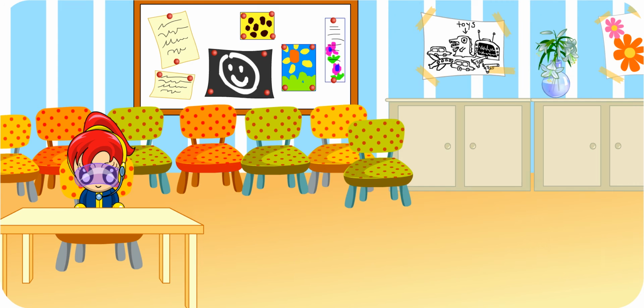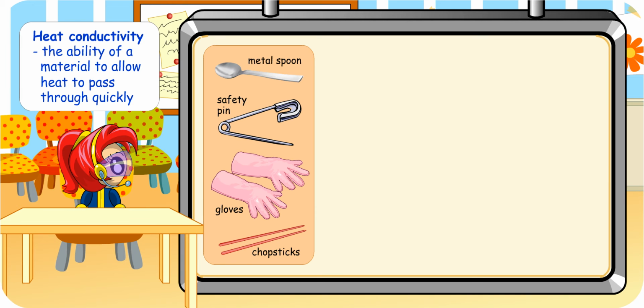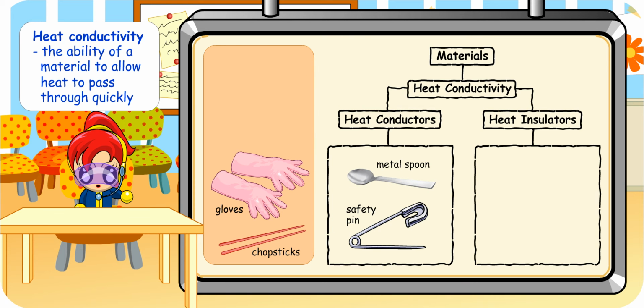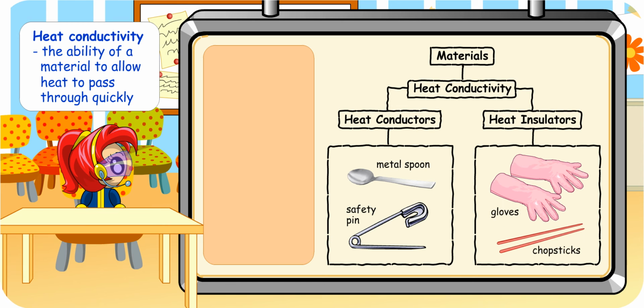Very good. Look at the items below. How would you group them based on their heat conductivity? The metal spoon and the safety pin can be grouped together because both of them allow heat to pass through quickly. Well done. The rest of the items are grouped under heat insulators as they conduct heat poorly.